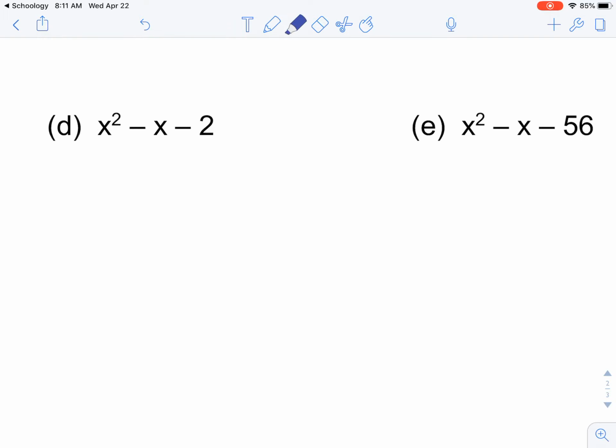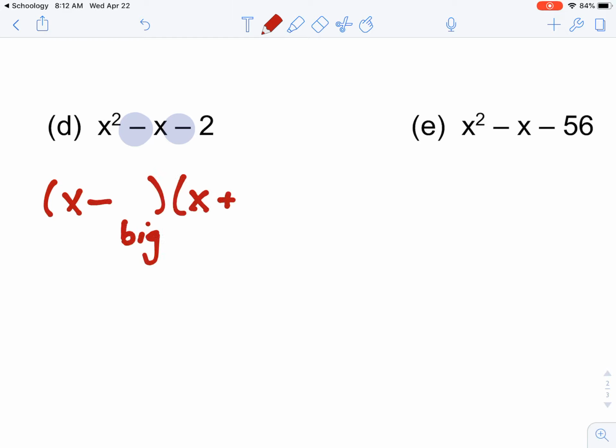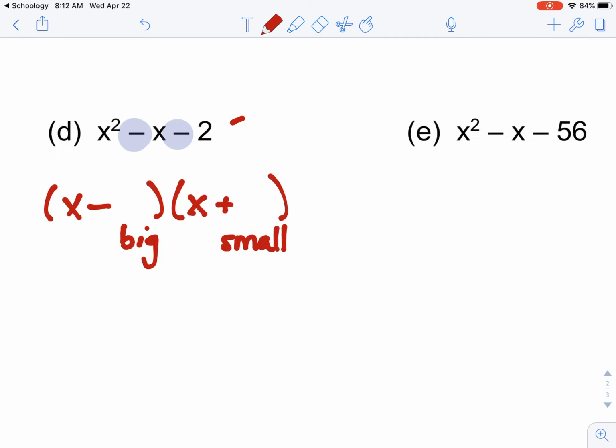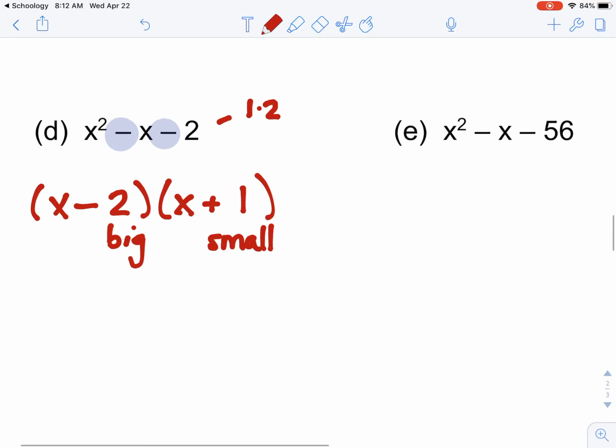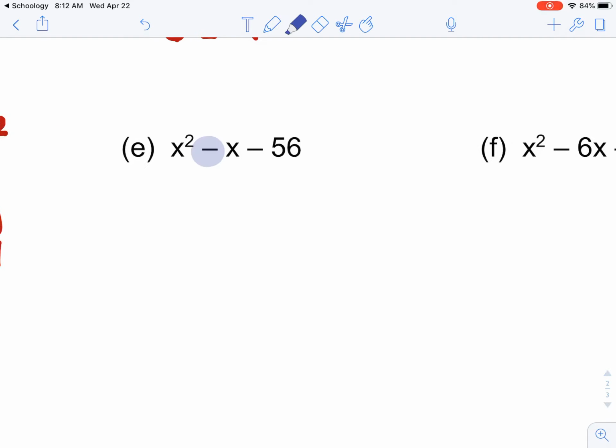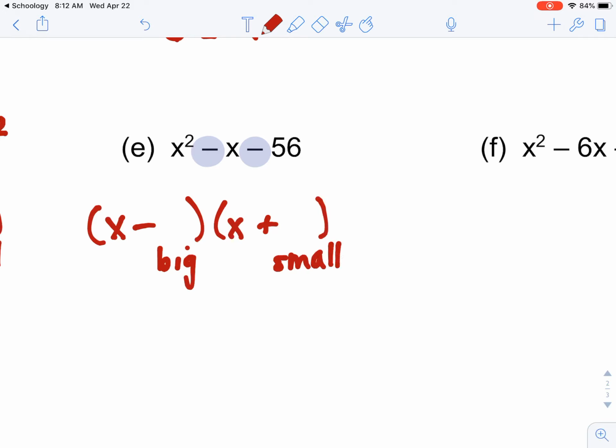Okay, so for D, I have a minus and a minus. So I'm going to have x minus the big number times x plus the small. So I'm looking for factors of 2 that subtract to equal 1. So 2 and 1. Okay, we have minus and minus. So I have x minus the big factor times x plus the small number, the small factor.